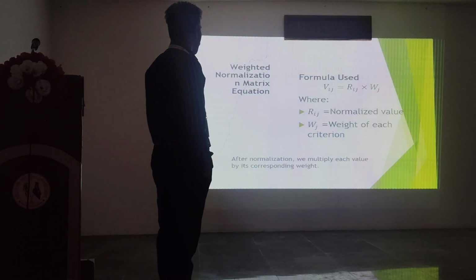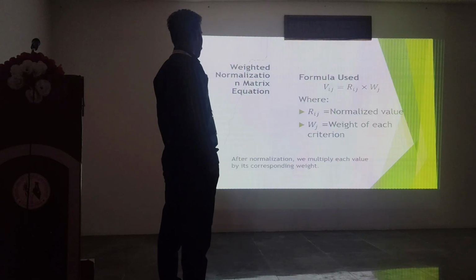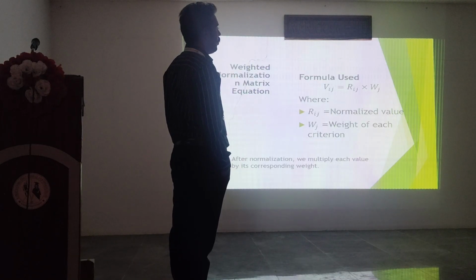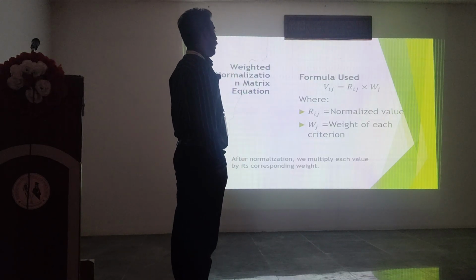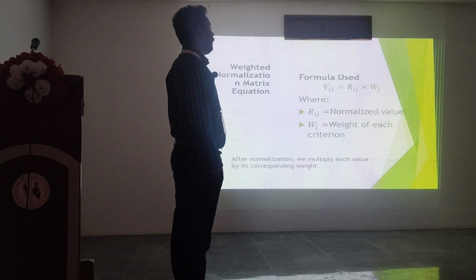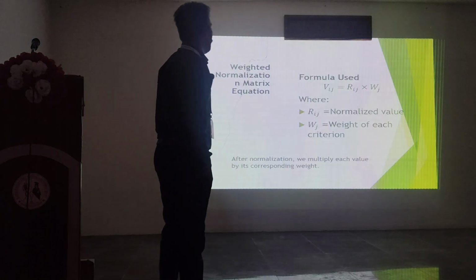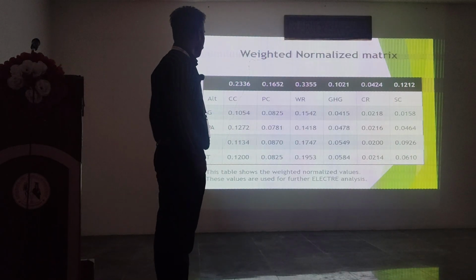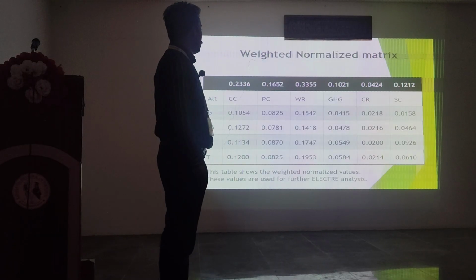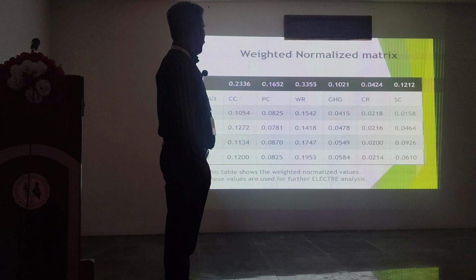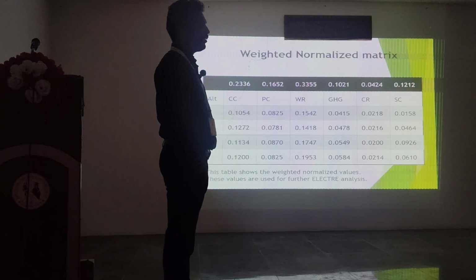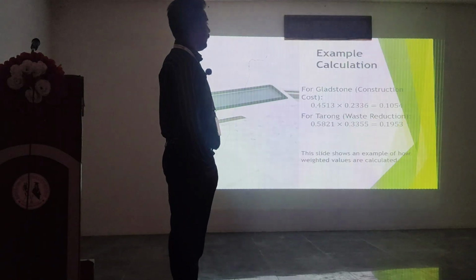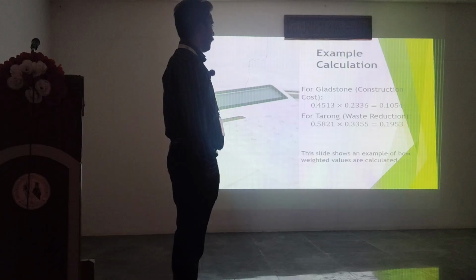Next. Weighted normalized matrix equation. Formula used: Vij is equal to Rij times Wj, where Rij is the normalized value and Wj is the weight for each criterion. After normalization, we multiply each value by its corresponding weight. Weighted normalized matrix. This table shows the weighted normalized values. These values are used in the further ELECTRE analysis. Example calculation. This slide shows an example of how weighted values are calculated.